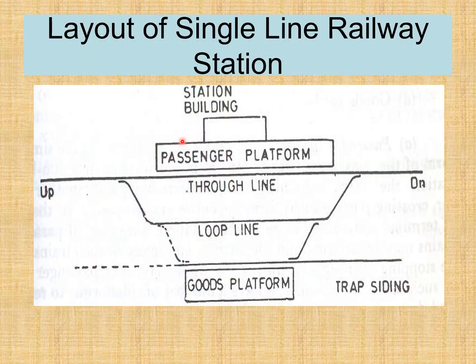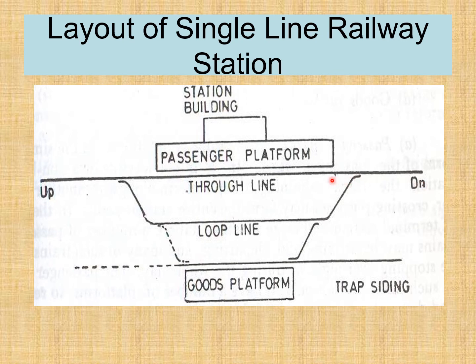Now this is one type of layout of a single line railway station. You can see that this is the main track, and here it is written up and this is down. That means as far as the elevation is concerned, if the train is moving in this direction, you are going in the upward direction slightly, and here if the train is moving this way, you are coming in the downward direction. So just in the sense of elevation, the words up and down are written in this figure.